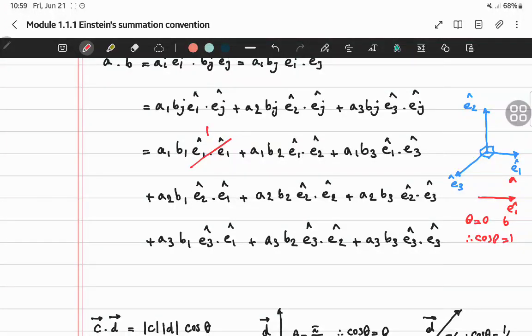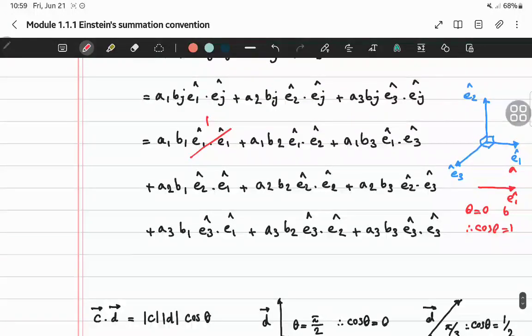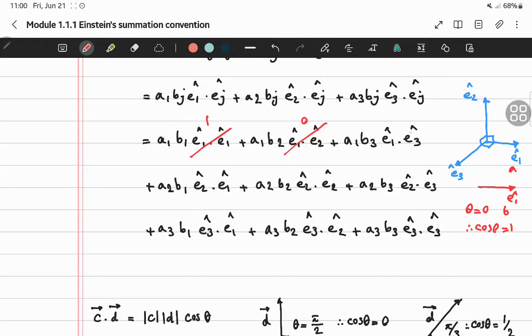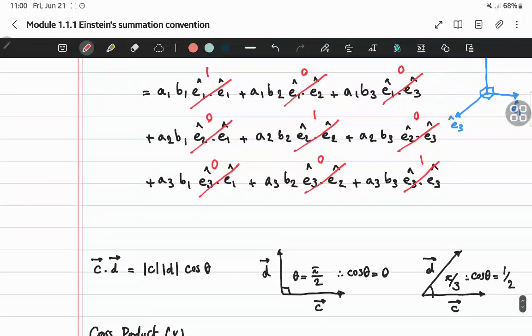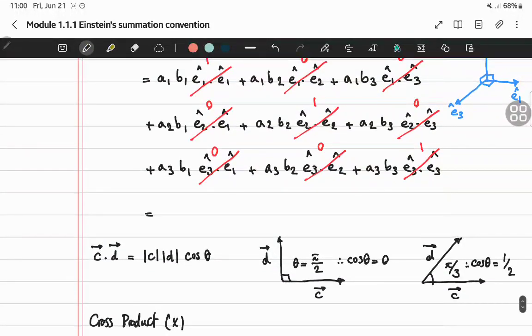But between e_1 and e_2, and e_1 and e_3, the angle is 90 degrees, which gives cosine theta as 0. So this becomes 0, and then 0. We have the same story here. This becomes 1, this is 0, this is 0, this is 0, and this is 1. So finally what we get is A_1 B_1 plus A_2 B_2 plus A_3 B_3.